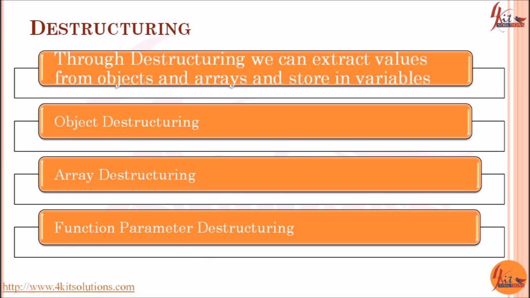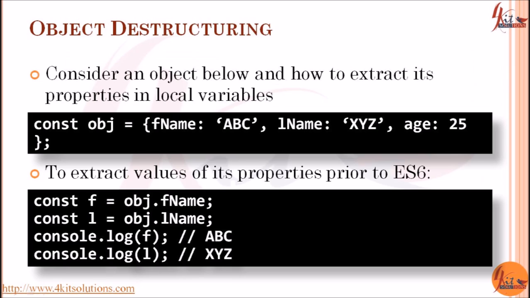Through destructuring, we can extract values from objects and store it in variables. It is a way of extracting values into variables from data stored in objects and arrays. There are three types of destructuring: object destructuring, array, and functional parameter destructuring. So let's see what's an object destructuring.